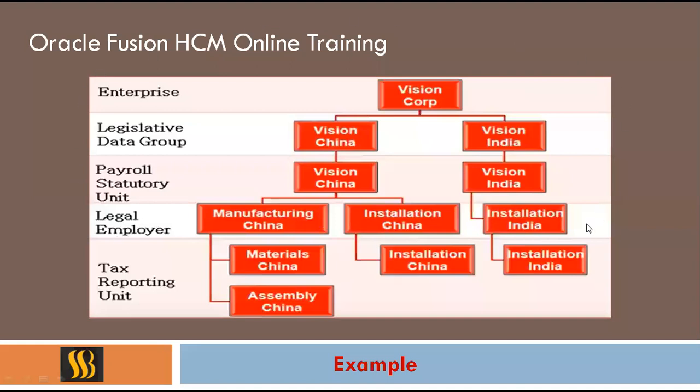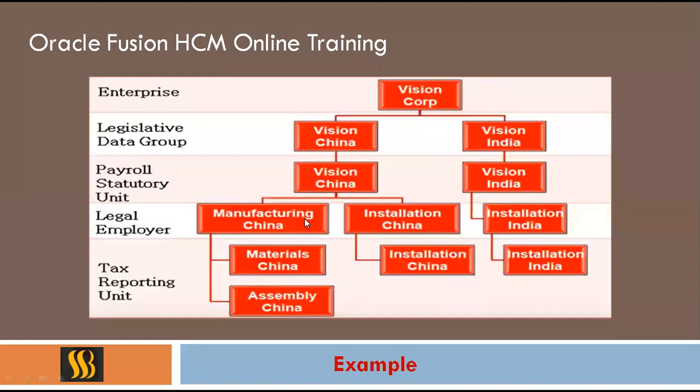So this is a high level organization structure for the Fusion application. If you take any implementation, this is the structure that you are going to have. You need to configure the system based on this structure. So we will see anyway.